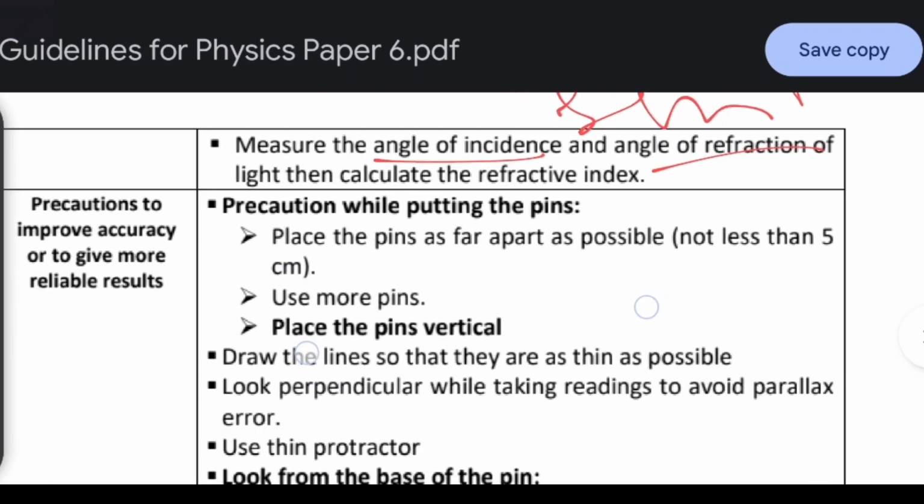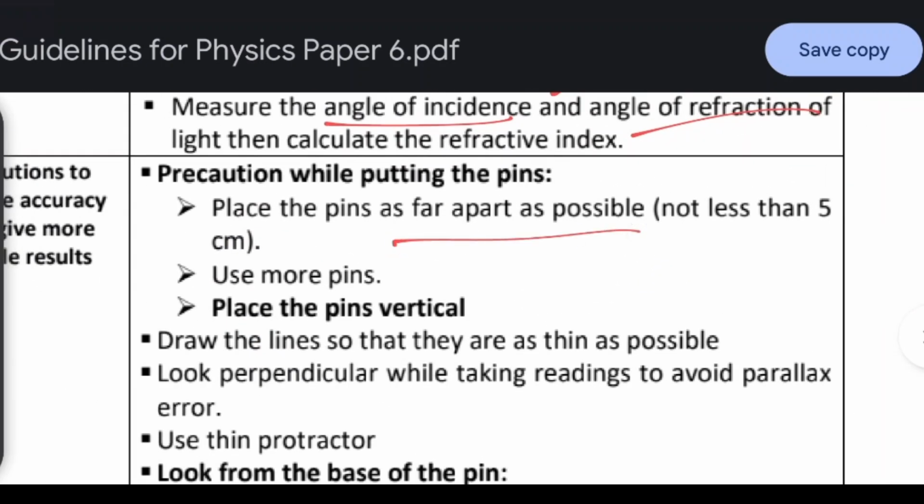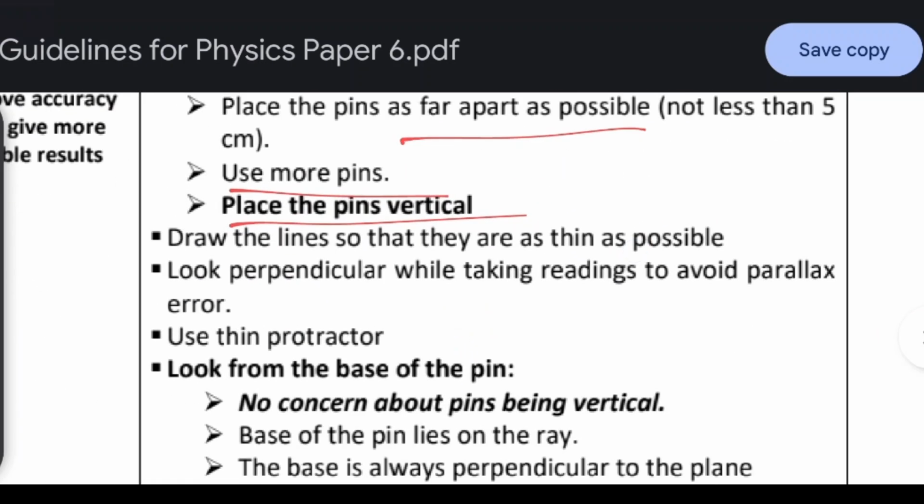Precautions while putting the pins: again, keep them as far apart as possible. Use more pins. Pins should be vertical. Same as the previous experiment. Draw the lines as thin as possible. Again, you will use a sharp pencil for this.